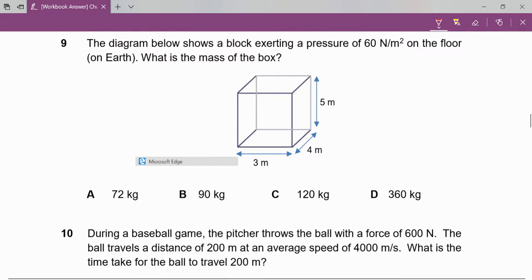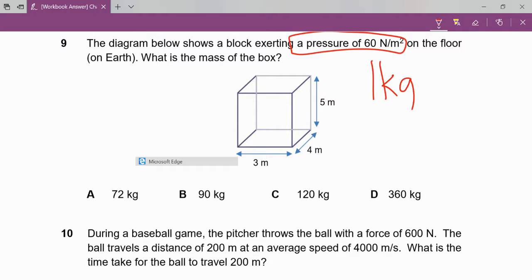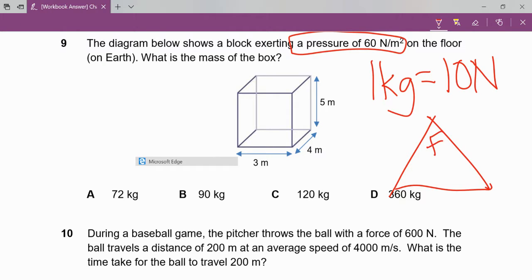Question 9, the diagram shows a block exerting a pressure of 60 newtons per meter square on the floor on Earth. What is the mass of the box? So, we've learned that 1 kg equals to 10 Newton. We know this formula as well, okay? To make things easy, we always write out the formulas that we know already.